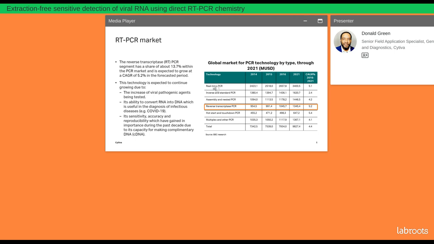But previous to the pandemic, why was this technology expected to continue to grow? Well, the increase of testing viral pathogenic agents had already started. The technology also obviously gives us the ability to convert RNA into DNA, which is very useful in the diagnosis of infectious diseases, i.e. COVID-19. And the sensitivity, the accuracy, and the reproducibility have gained severe importance in the past decade just due to its capacity for making complementary DNA.